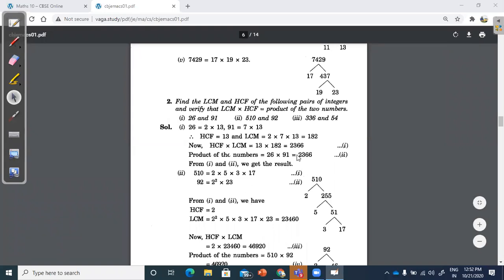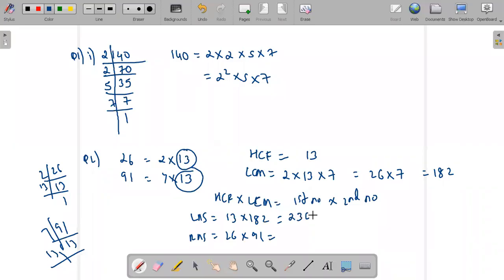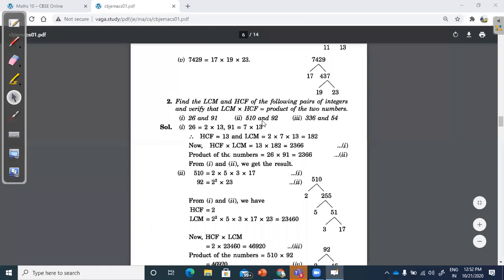You are going to get 2366 in both cases. So if you're getting a different answer in either of the two cases, then that means either you have taken HCF or LCM wrong or you have multiplied wrong. So this is the method. I hope this is clear to you how to find out HCF and LCM of the numbers.